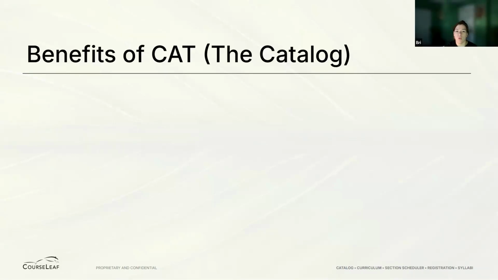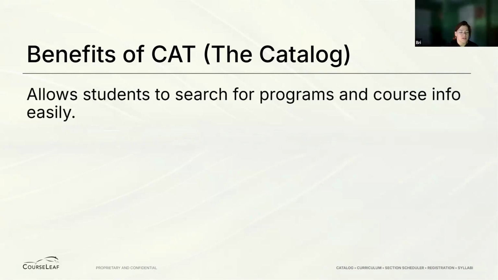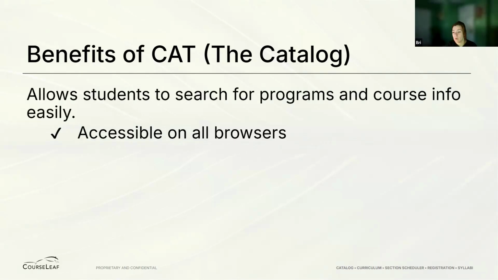So starting off strong, what are the benefits of CAT, the catalog? First off, it allows students to search for programs and course info easily. This means that it is accessible on all browsers. That does include mobile phones. So if for some reason someone wants to look at your catalog on their phone screen, they're going to be able to. They're going to be able to fully navigate through it.